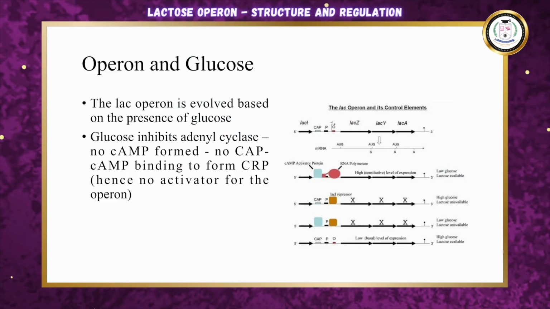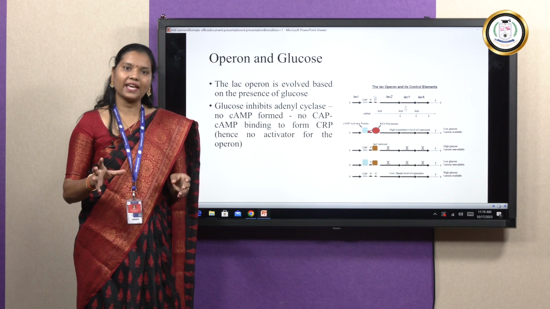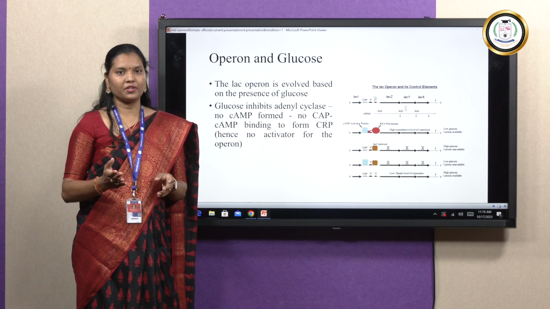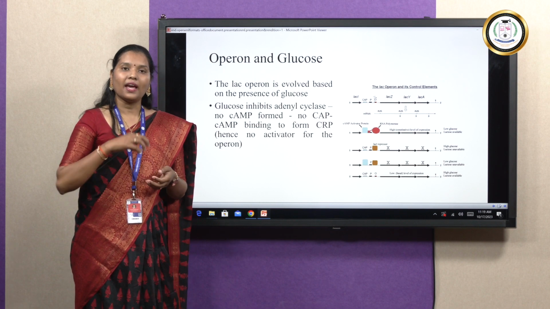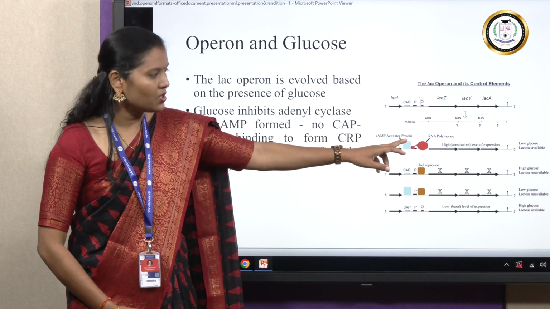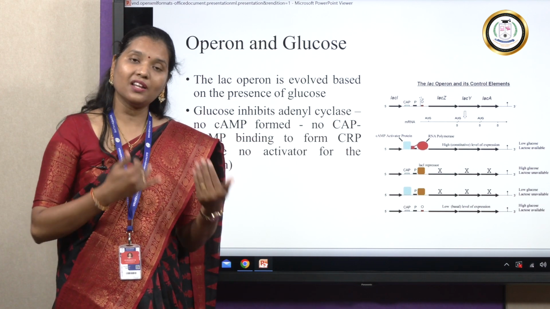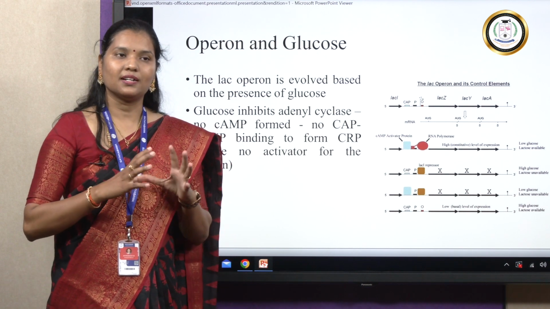So you can see that here, glucose on the other hand, in its absence, cannot inhibit this adenyl cyclase. So obviously cyclic AMP will be produced, CAP will bind to the cAMP and it will produce the CRP and the operon will be active. So based on the presence of glucose and the availability or unavailability of lactose, the operon has evolved in different setups.